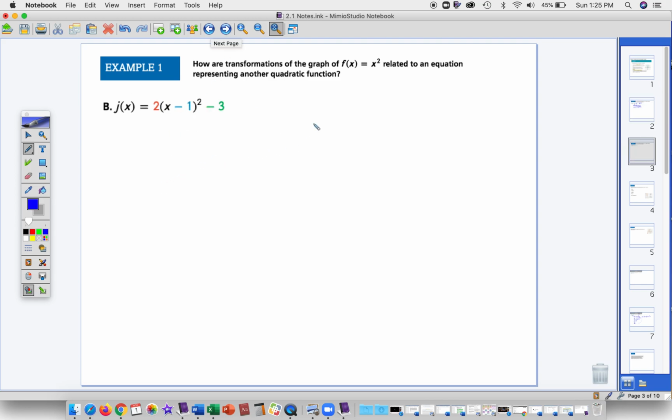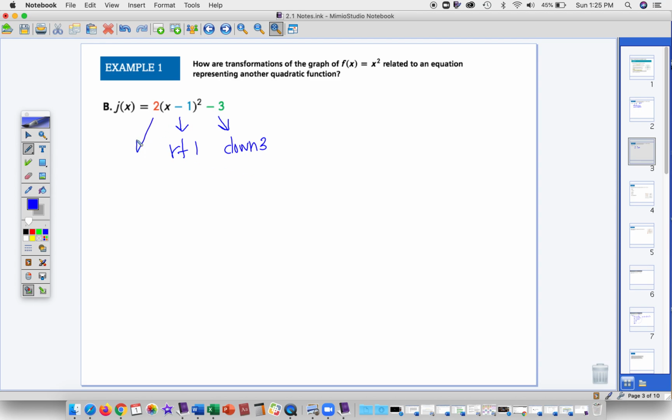Okay, part B, how are the transformations of, again, x squared related to this equation? So take a minute if you want, pause the video, come back and we'll talk about it. Okay, so the -1, that's shifting the graph to the right 1 unit. The -3 on the outside, that's down 3.